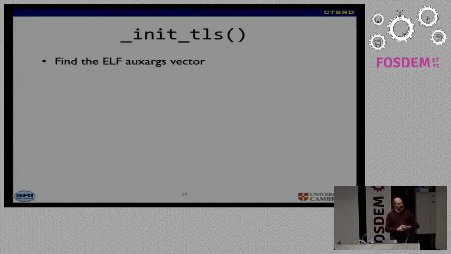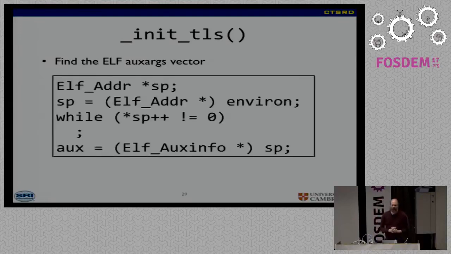The first thing that init TLS does is it has to find the ELF auxiliary arguments vector. As you might recall, that vector lives after the environment array. So in fact, this lovely bit of code finds the auxiliary arguments vector. We take the environ pointer that was previously set up, we walk to the end of the array, and then we walk off of it. This is, of course, not defined behavior in C, but nonetheless, this is what we do.